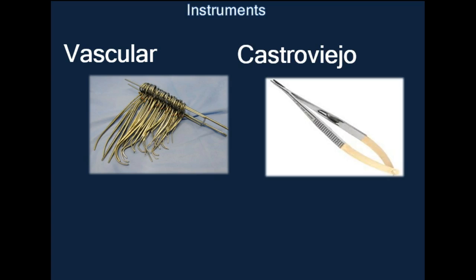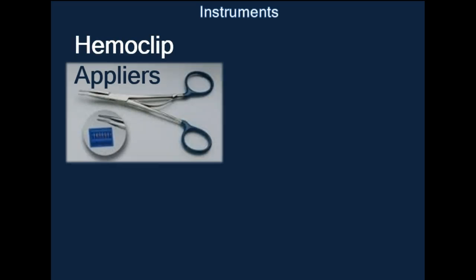Hemoclip pliers, used to place permanent clips to occlude the vessels, are often used. The clips come in multiple sizes and come loaded in a colored cartridge. Hemoclip cartridges are countable items. The pliers may be reusable or disposable.